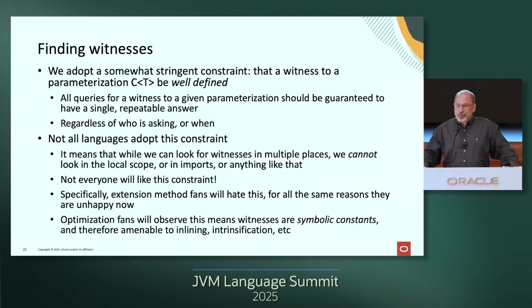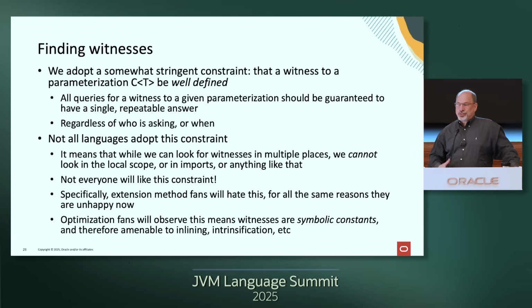So not all languages were brave enough or stupid enough to adopt this constraint, depending on how you look at it. It's certainly convenient to be able to say, when I say comparator of string, I mean this. And some languages let you do that. So Scala has this incredibly complicated lookup procedure for implicits where it will look in the local scope and in the imports and in companion objects and under the couch and in the back of the freezer and in Grandpa's World War II uniform.